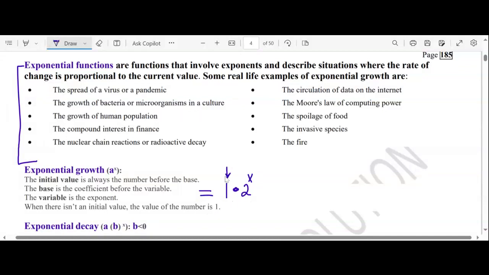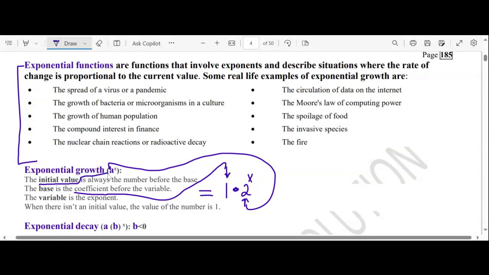So 1 here is called what? Coefficient. 1 is a coefficient. Is this clear? So here 1 is the coefficient. What is A? The initial value.